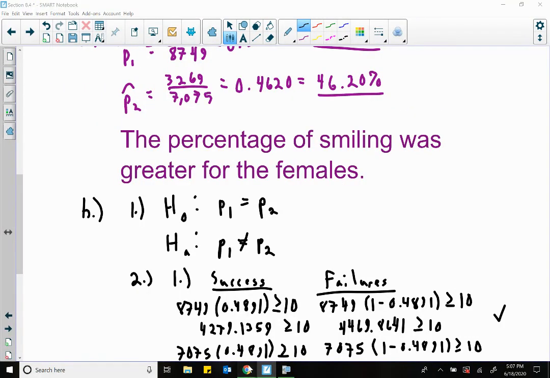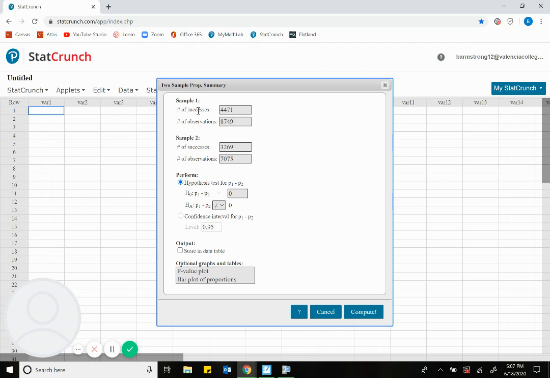Again, it's all about who is representing your P1 versus your P2. That's the important part. You need to know who is who. So this is 0, and we want the not equals. Down here, we can ask for some information. We can have it do the p-value, or a bar plot, but we can do the p-value plot if we wanted. We can say compute.